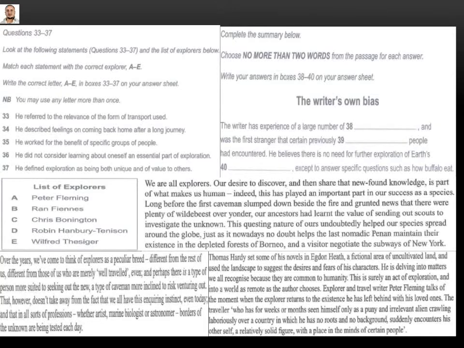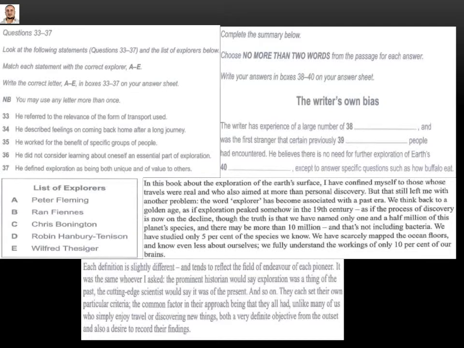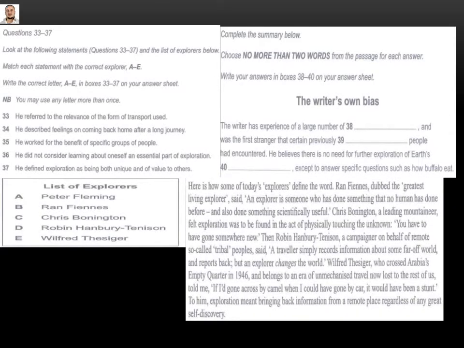Let's go on to the names. We have Ran Fiennes, Chris Bonington, Robin Hanbury-Tennyson, Wilfred Thesiger. In paragraph number 3, I have read nothing about these names. In paragraph number 4, also, we don't have any here. So let's move on to check. Here is how some of today's explorers define the word. Ran Fiennes. Yes, we have Ran Fiennes, dubbed the greatest living explorer, said, "An explorer is someone who has done something that no human has done before, and also done something scientifically useful."